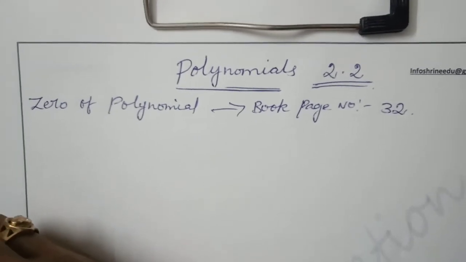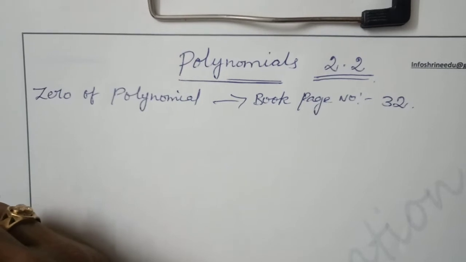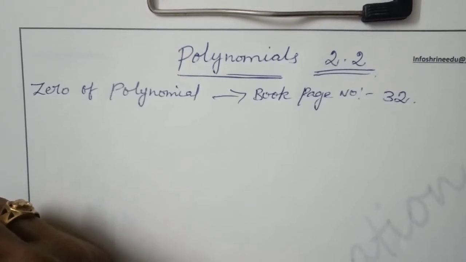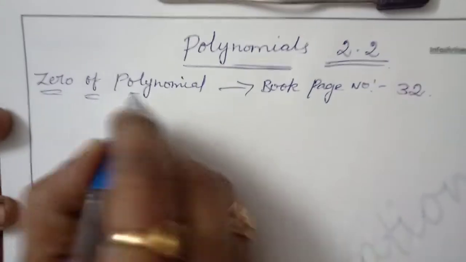Now kindly open your textbook, page number 32. As we have completed 2.1 earlier, now we are going for 2.2. So now we are going to see zeros of a polynomial.